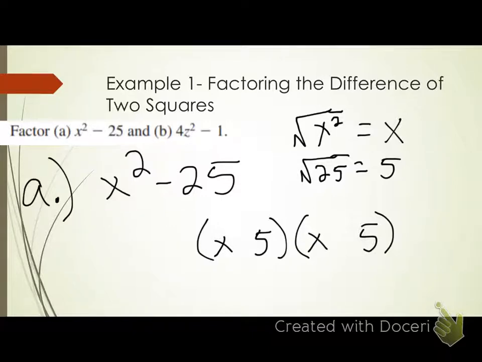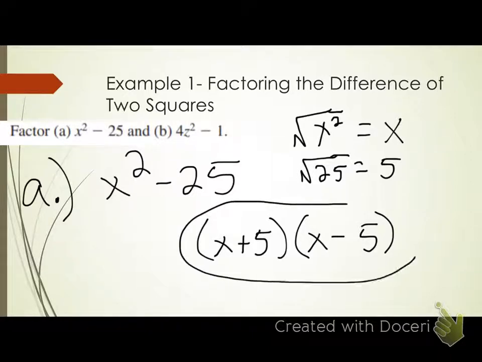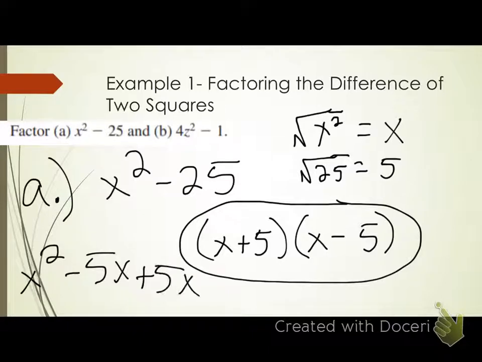Step 3, I make one a plus sign, one a minus sign. So here is x squared minus 25 factored. If I multiplied that out, FOILed it out, I'd get x squared minus 5x plus 5x minus 25. Those cancel out, so I'm left with x squared minus 25. So it checks out.